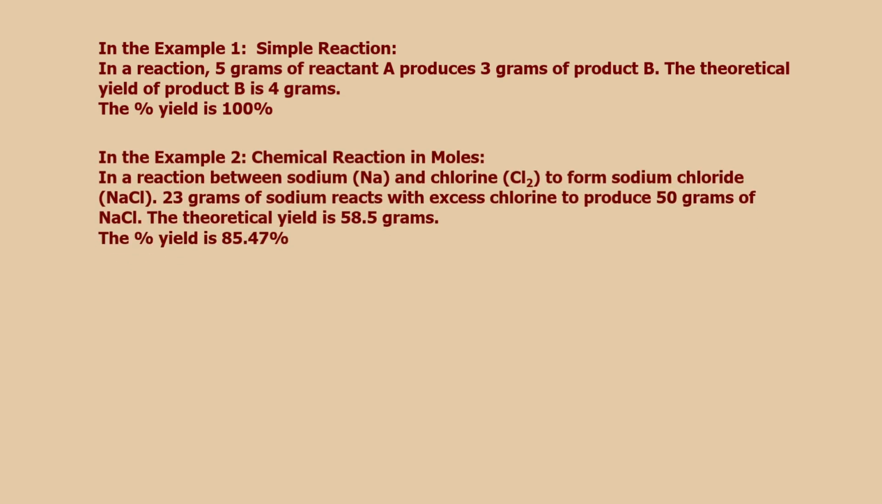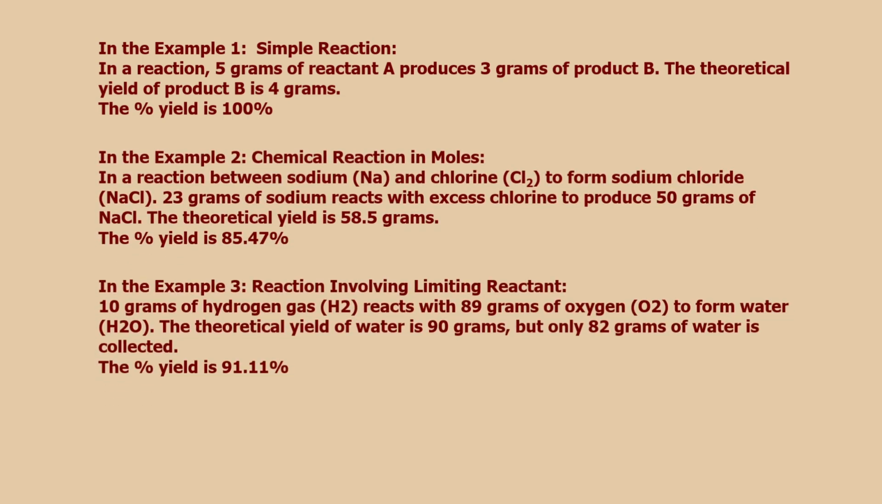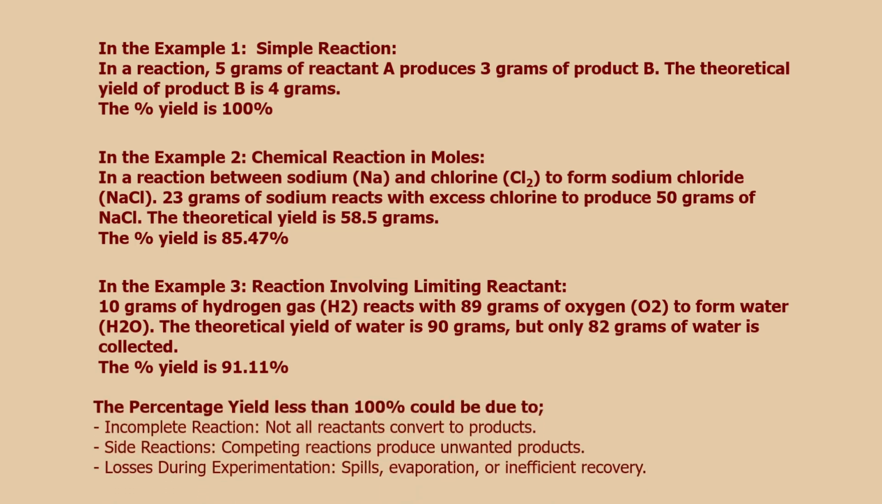These examples illustrate different scenarios in calculating percentage yield: one with direct mass, one with moles and a limiting reagent, and one combining these concepts. Due to the following reasons, the percentage yield will be less than 100% of the theoretical yield. The reasons include: incomplete reaction, that means not all reactants convert to products; side reactions, competing reactions that produce unwanted products; or losses during experimentation, such as spills, evaporation, or inefficient recovery.